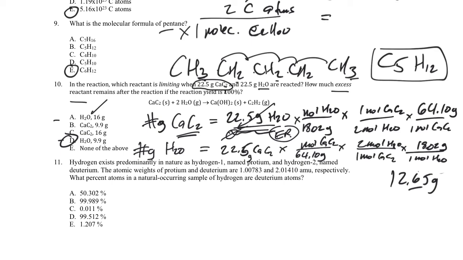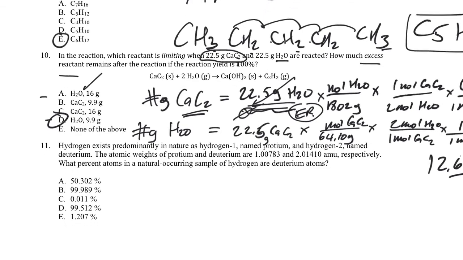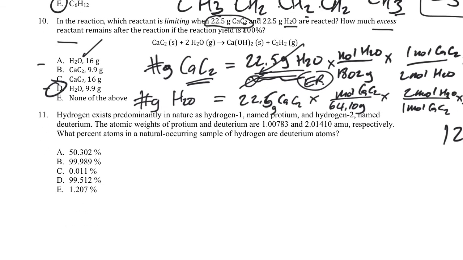Final question. Hydrogen predominantly exists as hydrogen 1, protium, and hydrogen 2, named deuterium. Atomic weights of these isotopes are about 1.0078 and 2.014 respectively. What percent of atoms in a naturally occurring sample of hydrogen are deuterium? So what percentage of atoms in a naturally occurring sample of hydrogen are the deuterium atoms?